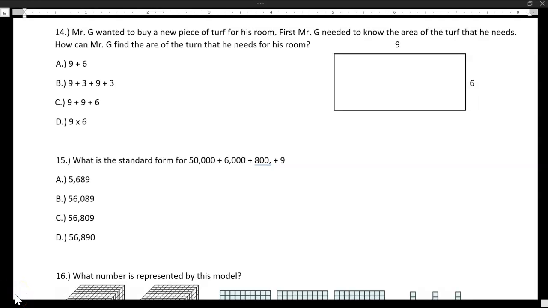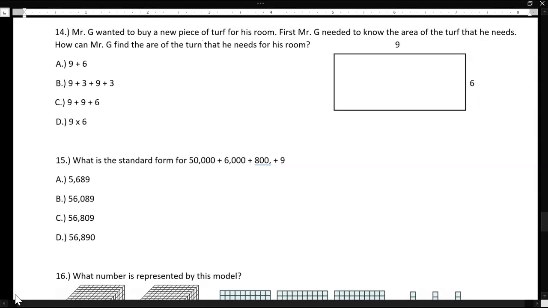Number 14, another word problem. What should we be using? Soak it up, read the problem. Mr. G wanted to buy a new piece of turf for his room. Mr. G needed to know the area of the turf that he needs. How can Mr. G find the area of the turf that he needs for his room?